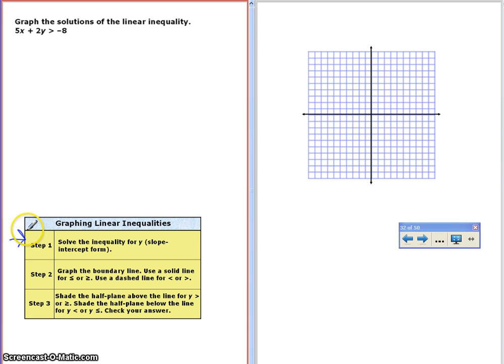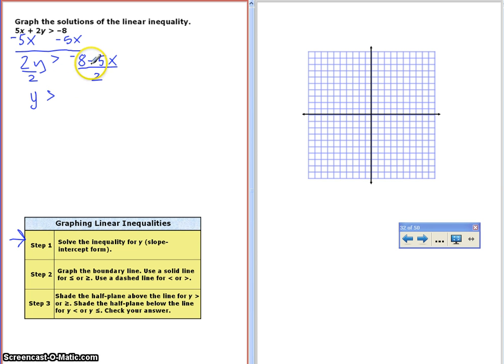First thing we want to do is solve it for y, so we want to get it into slope-intercept form. For me to do that, I'm going to have to take away 5x on each side. So I end up with 2y is greater than negative 8 minus 5x. And then I'm going to divide everything by 2, and everything on that second side also needs to be divided by 2 in order to get our y alone. That gets y by itself, and that would stay as a greater than sign.